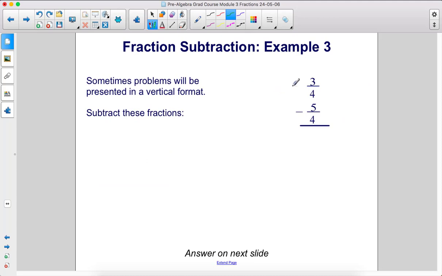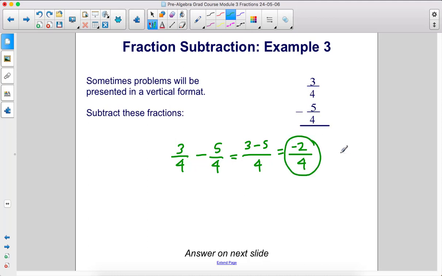Sometimes problems will be presented in a vertical format. Let's subtract these fractions. The first thing I would do is just rewrite this horizontally. So 3 over 4 minus 5 over 4. Therefore, we can combine the numerators. So 3 minus 5 over the common denominator of 4. 3 minus 5 is -2 over 4. So that is our answer.